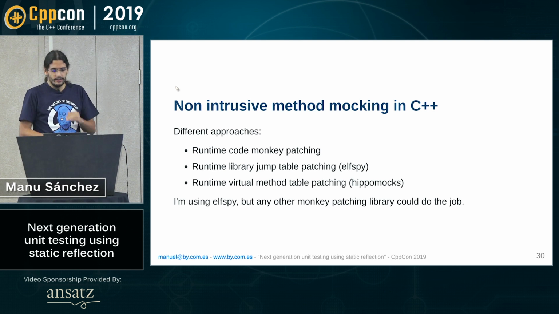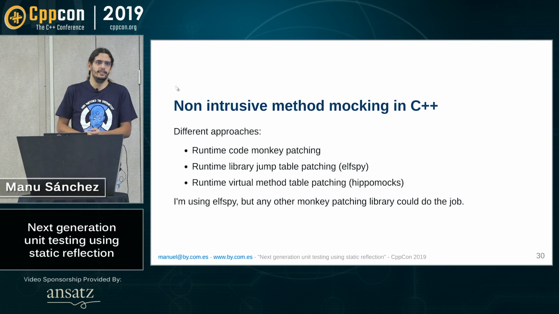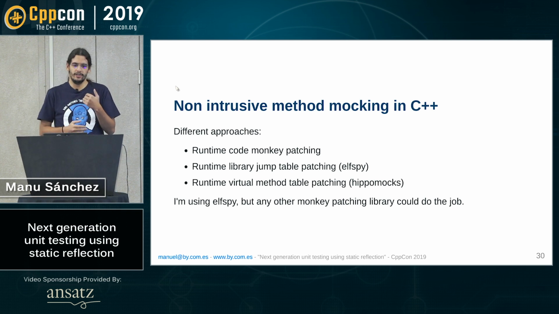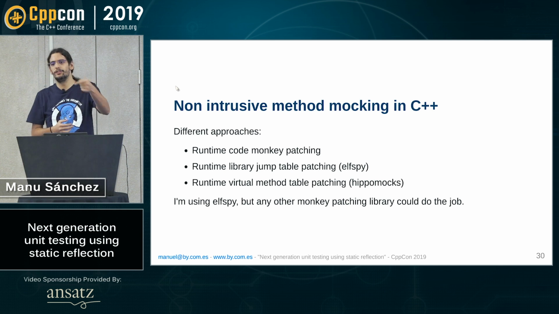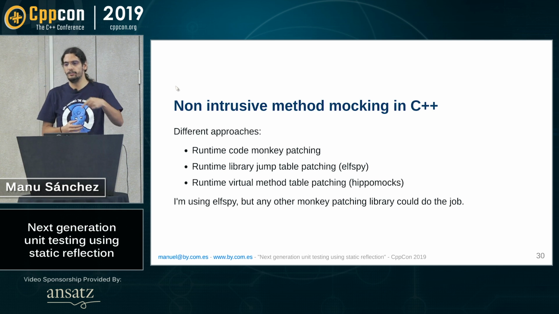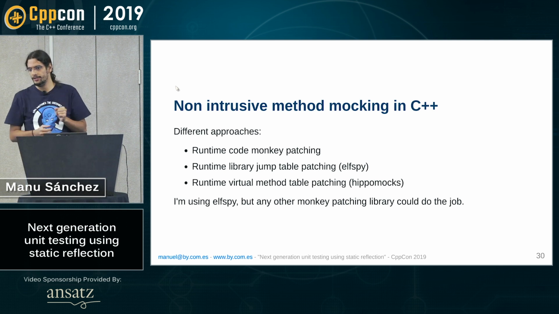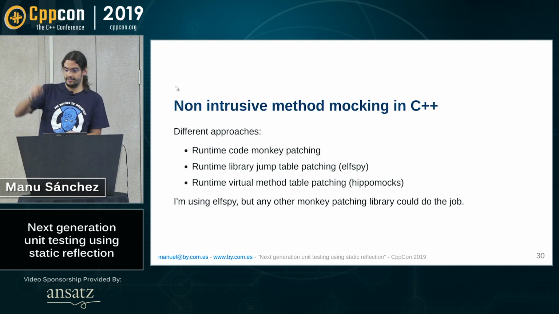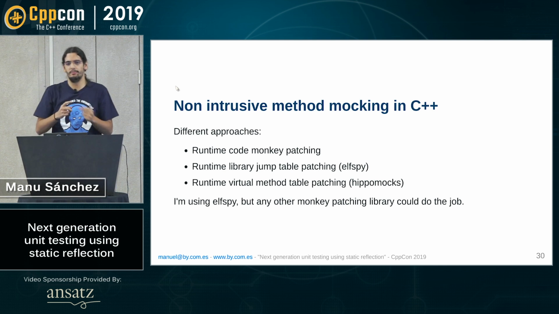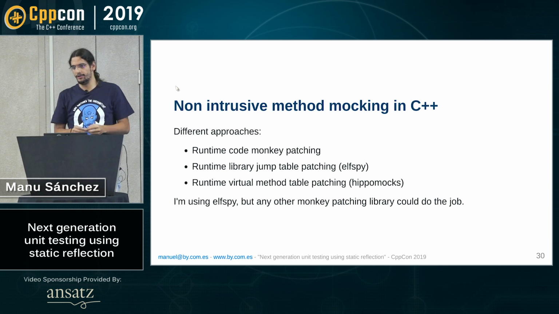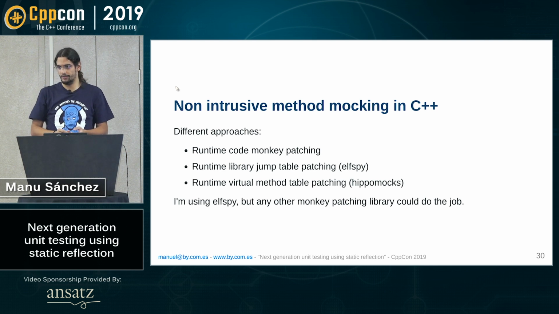Okay. You can also patch the lookup table of a dynamic library. Dynamic libraries usually have a full table of all the functions this library exports and the pointers to them. So you can patch this table and change the pointer to point to your own function. And you have to remember to put everything back right once you stop running your test, okay? Because otherwise you are messing everything up.